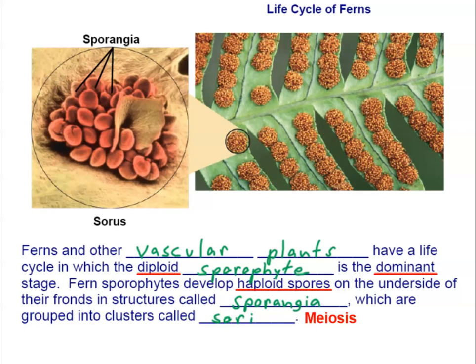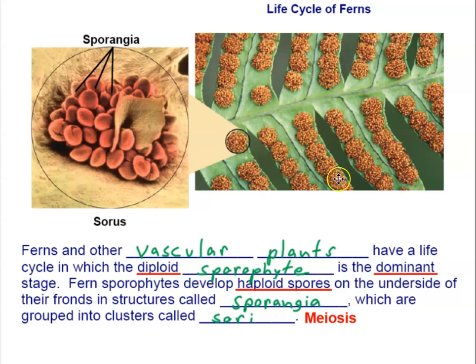And remember, the sporophyte is diploid. Remember, diploid sporophyte, haploid gametophyte. So the sporophyte is producing haploid spores by meiosis. And it does that in these clusters of sporangia that you'll find under the frond. So if you turn over the frond of a fern, you will be able to see sori.